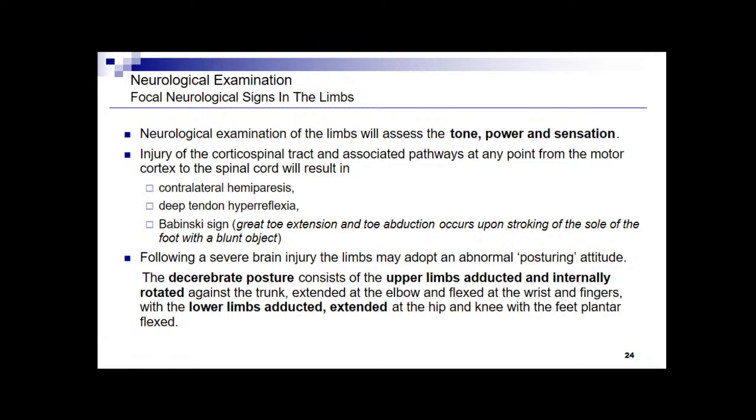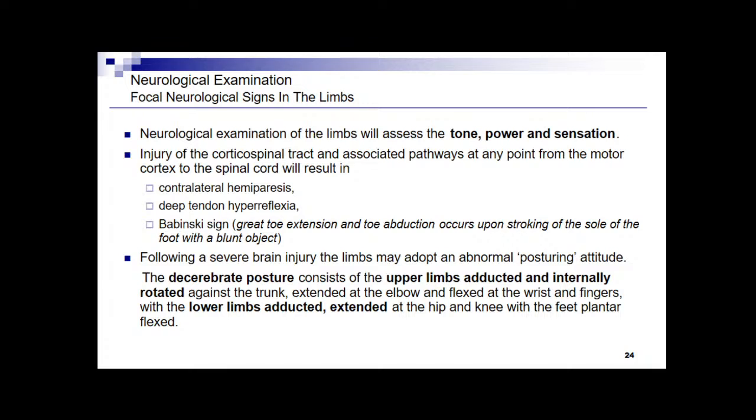For example, if the patient has a right-sided hematoma in the temporal area, he has contralateral left-sided hemiparesis, deep tendon hyperreflexia on the left limbs, and a positive Babinski sign on the left foot. If the patient has left-sided intracranial pathology, he will have contralateral right-sided hemiparesis and a right-sided Babinski sign.